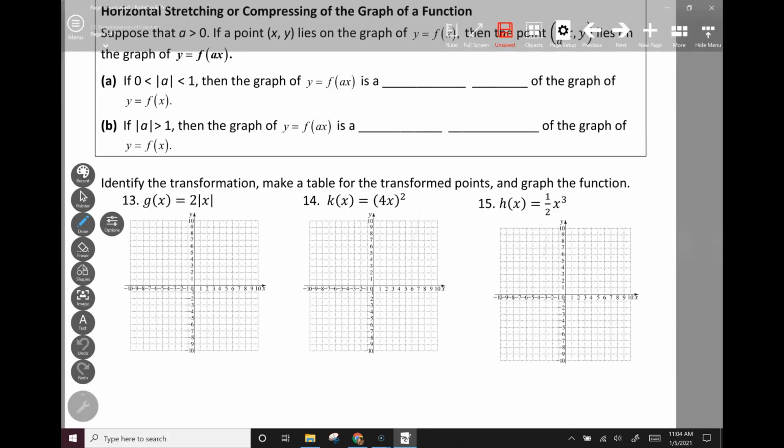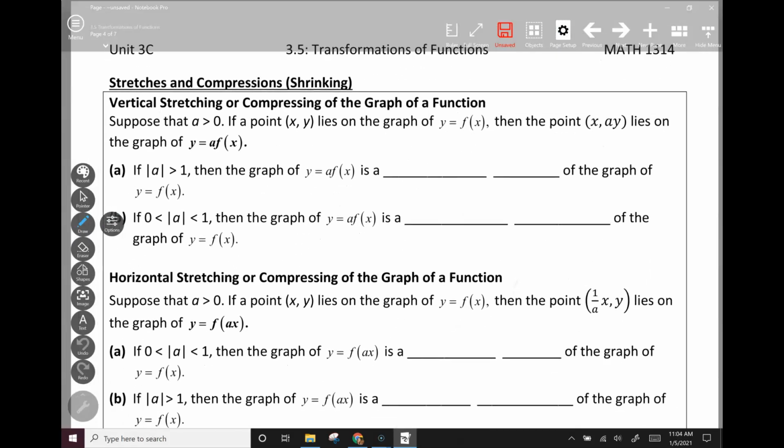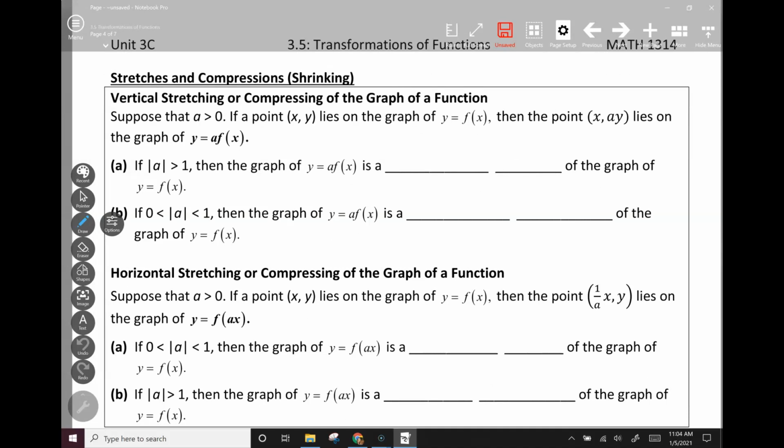All right, we will finish these notes tomorrow, looking at stretches and compressions and then putting everything together.